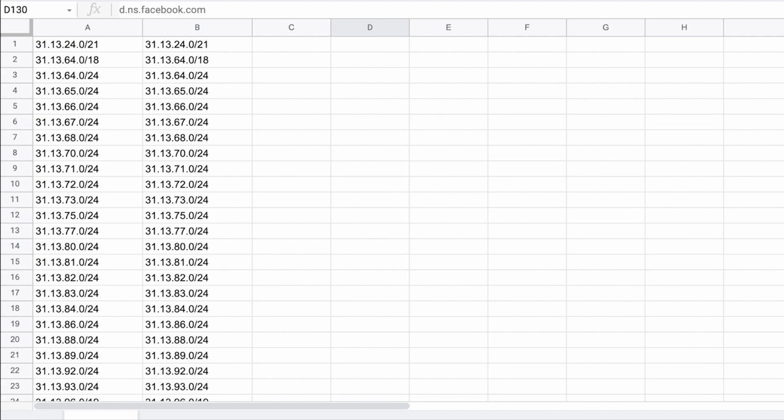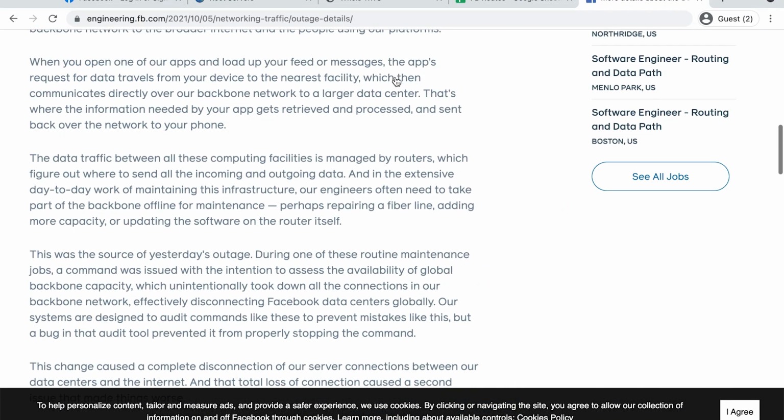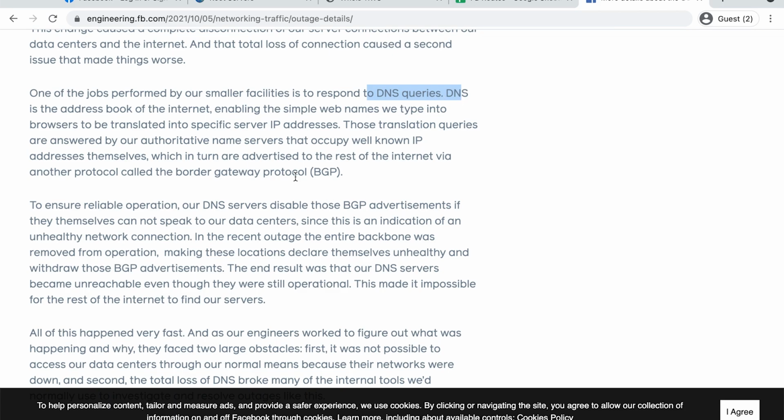So what did happen? Well, Facebook posted an explanation. And they talk about DNS and BGP, and they say that to ensure reliable operation, our DNS servers disable BGP advertisements if they can't speak to their data centers. And I wouldn't think that would normally be a problem.